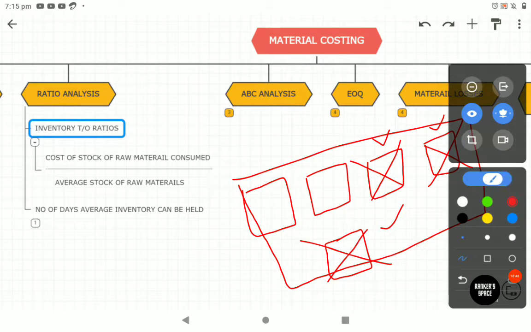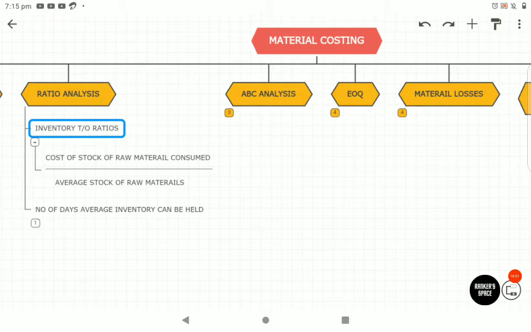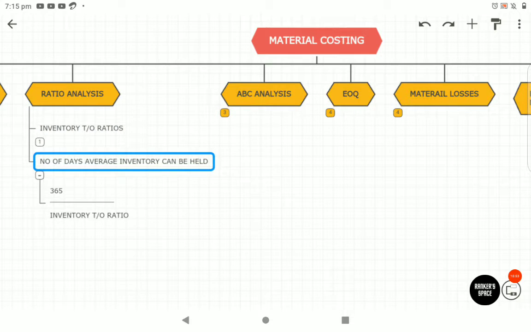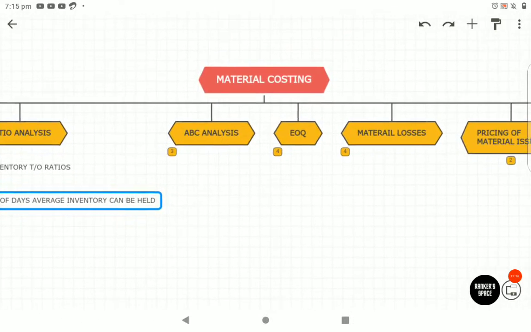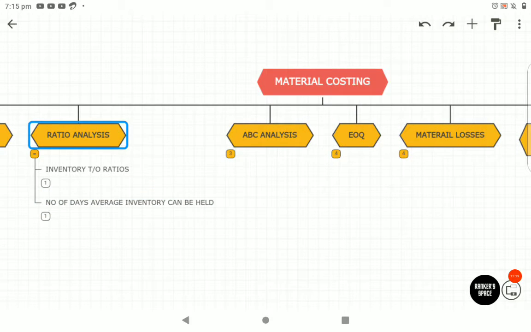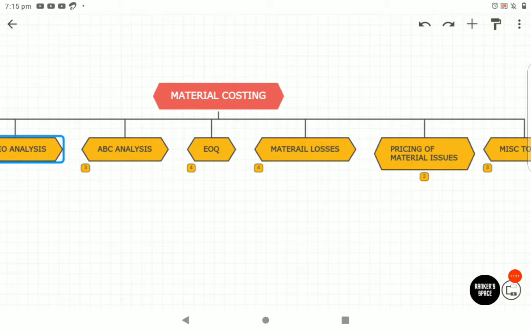Understood? The next thing that we'll be seeing is the number of days average inventory can be held. The formula is 365 days divided by inventory turnover ratio. Very simple and easy to remember. So these many days only your average inventory can be held. Out of 365 days, how many days your average inventory can be held, we can find out using the following formula. Right? Understood?